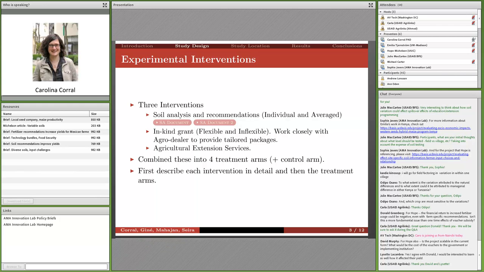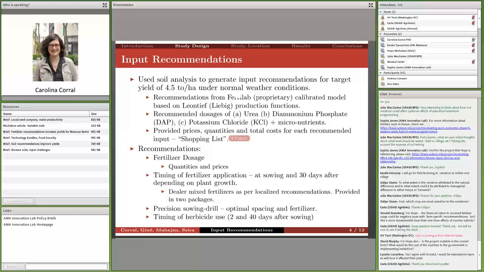We combined this into four treatments and a control arm. I'm not going to talk about the treatments now. I want to go into more detail to explain the different parts of the interventions that we had to solve at each step. Then when I show you the results of adoption, I will explain a little more why we did that evaluation design. So for the input implementation, we did something that is different, and I haven't seen that much in the literature.